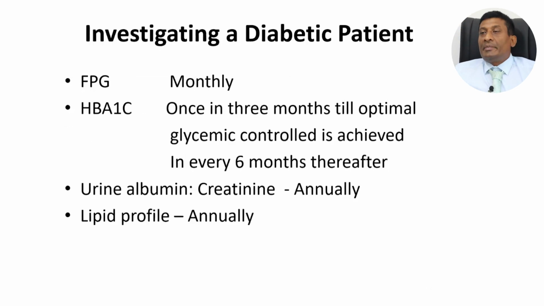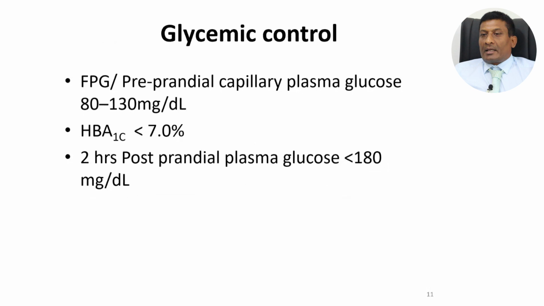So in a patient with diabetes who is in follow-up, the most important question is whether you have achieved glycemic control. The recommended controlled plasma glucose level is 80 to 130 milligrams per deciliter and an HbA1c level below 7%. And the 2-hour postprandial plasma glucose level should be below 180 milligrams per deciliter.